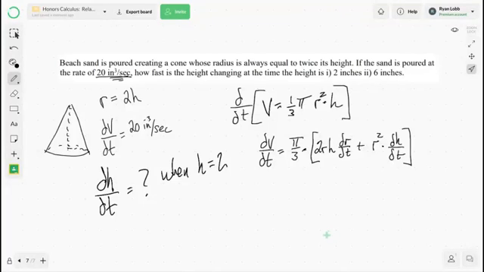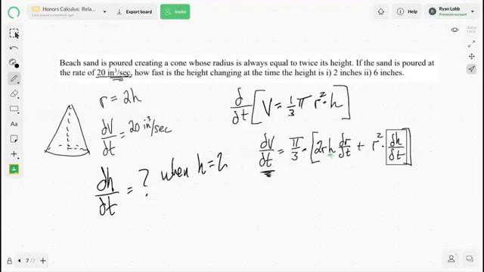Okay, so there's our derivative of V with respect to t and everything that we want to find. One way to think about it: dh/dt is what I ultimately want to solve for, so let's put a little box around it. Do I know values of everything else? Do I know dV/dt? Yep, I know dV/dt. Do I know r, what the radius is? I don't know r. All right, let's figure that out.